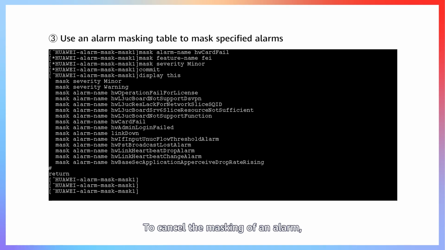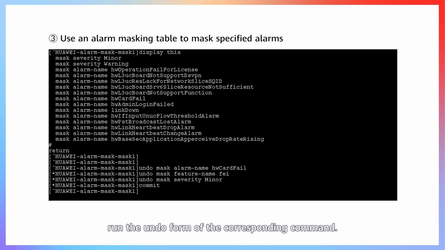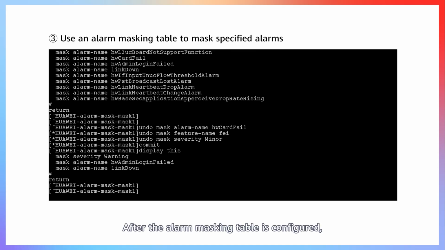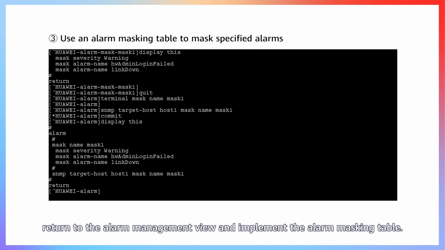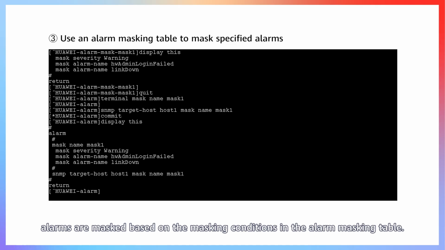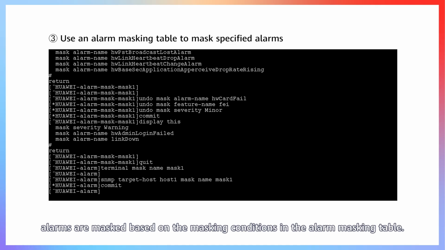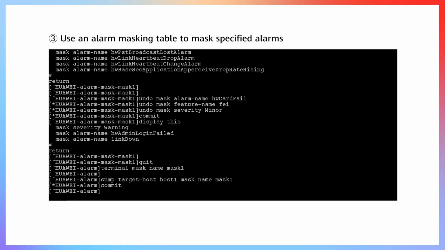To cancel the masking of an alarm, run the undo form of the corresponding command. After the alarm masking table is configured, return to the alarm management view and implement the alarm masking table. In this way, alarms are masked based on the masking conditions in the alarm masking table. Note that each terminal user can use only one alarm masking table, but multiple users can share the same table.